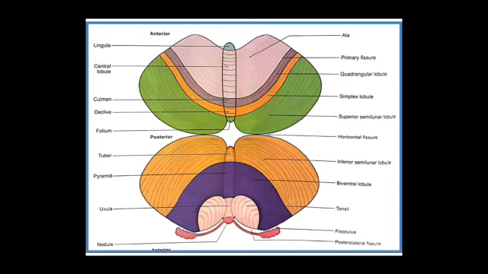The same thing is depicted here, the vermal part as well as the two lateral hemispheres, where you can see the lingula with no lateral projections, then the central lobule with ala, the culmen with the quadrangular lobule, the declive with the lobule simplex, the folium vermis with superior semilunar lobule, tuber vermis with inferior semilunar lobule, pyramid with biventral lobule, uvula with tonsil, and nodule with the flocculus.